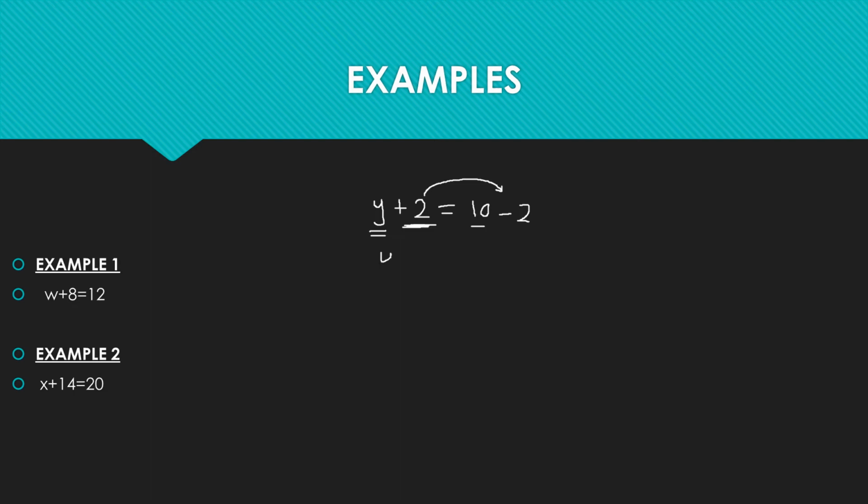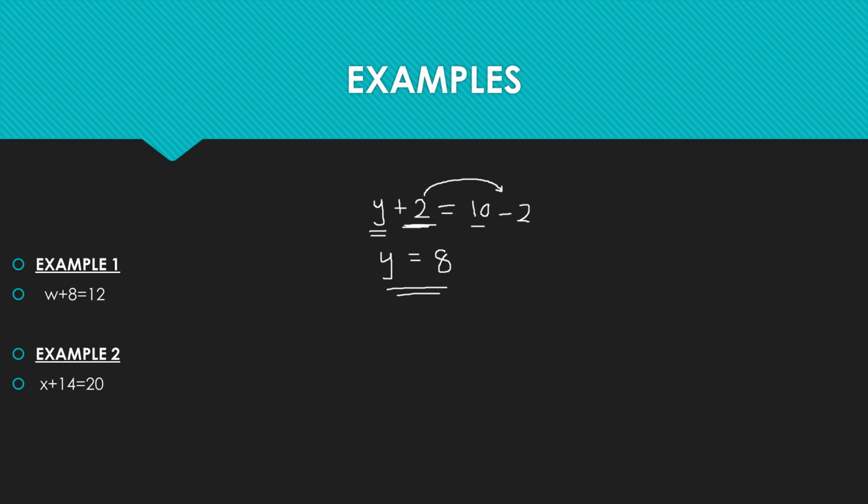So on the left-hand side of our equal sign, we remain with y alone. And then you work out this. What is 10 minus 2? 10 minus 2, the answer is 8. And that is how we work out. So y plus 2 is equal to 10. The answer is y is equal to 8. Let us look at this example.